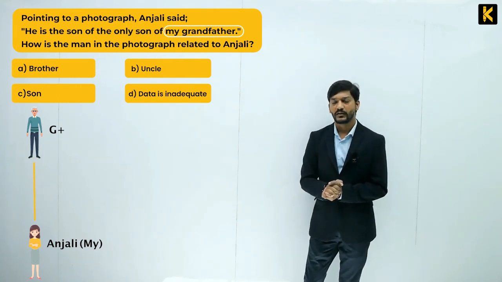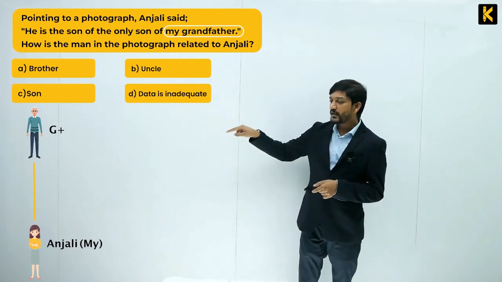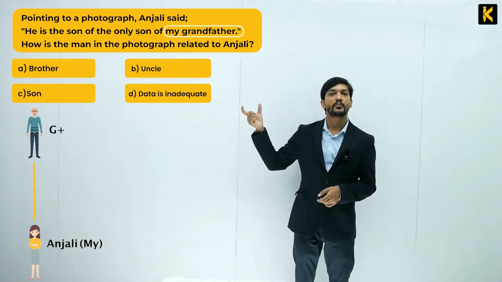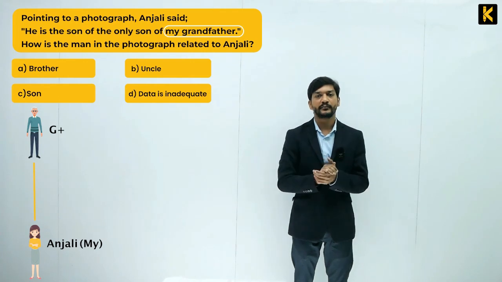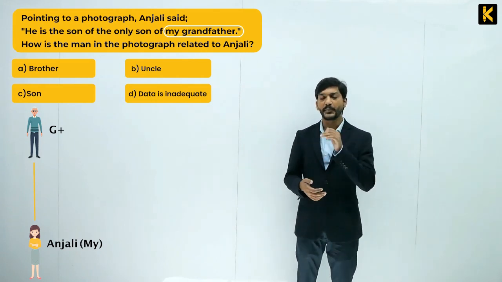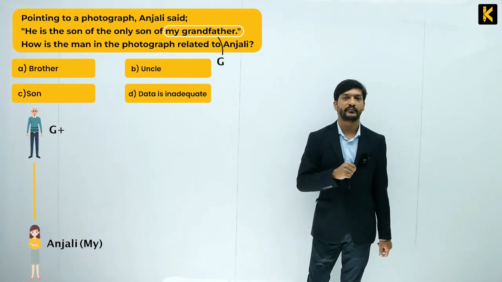Okay. So my grandfather I have mentioned. So in the statement, this part which is my grandfather, in the diagram, who is my grandfather? The grandfather is G. So my grandfather in the statement is represented by which letter? It is represented by G plus. So let me show it in the question as well. That my grandfather is represented by G plus in the diagram. Okay. So the first part is drawn.